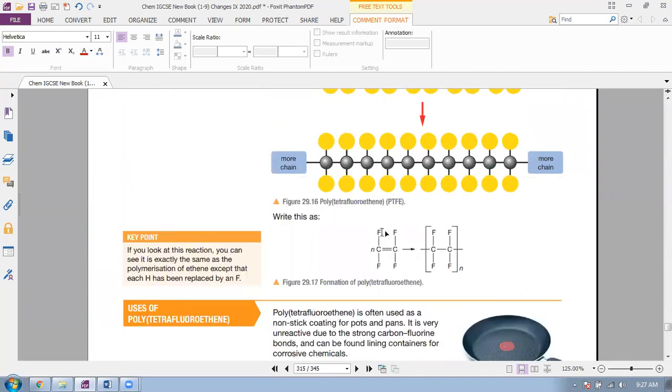Another example, the fluoroethene. Fluoroethene is the monomer, and actually there are 4 fluorine atoms. That's why it is called tetrafluoroethene. There are 4, 1, 2, 3, 4 fluorine atoms in the structure of ethene. 4 hydrogens are replaced by 4 fluorine atoms. That's why it is called tetrafluoroethene, and this is the monomer, definitely. And this is the polymer.